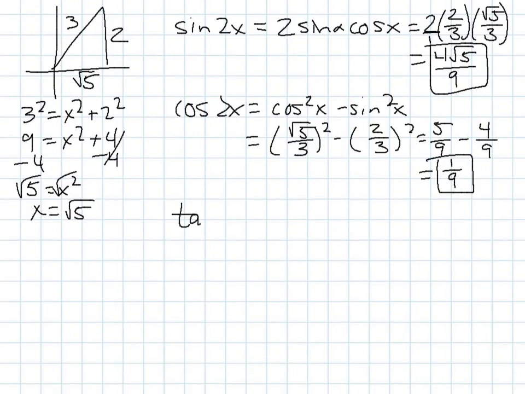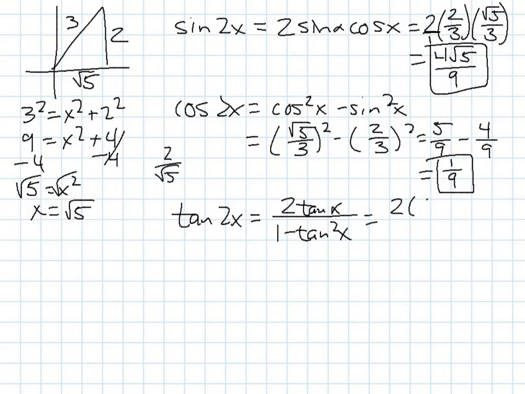Okay, and then the last one we need to do is tangent of 2x. This one will be 2 tangent of x over 1 minus tangent squared of x. Now here, my ratio for tangent is going to be 2 over square root of 5. So I'll insert that in. So I get 2 times 2 over square root of 5, that'll give me 4 over square root of 5. And then on the bottom, I get 1 minus, and square the top gives me 4, square the bottom gives me 5. So here on the bottom, I need to make common denominators so I can put my fractions together.